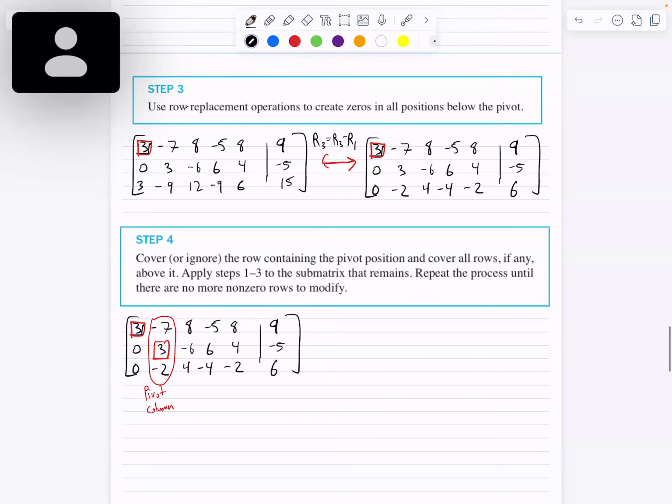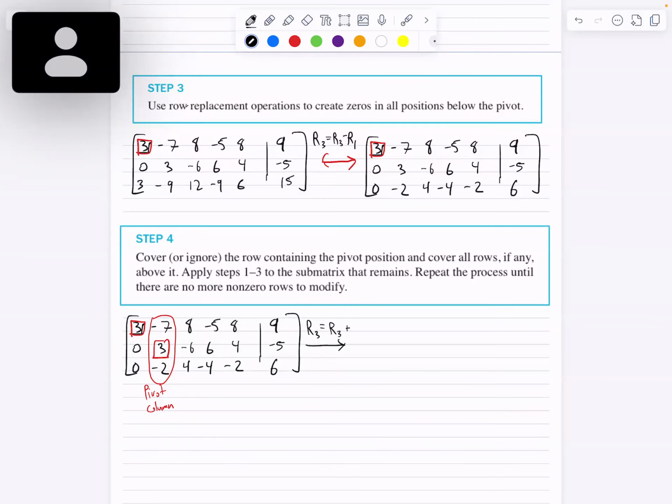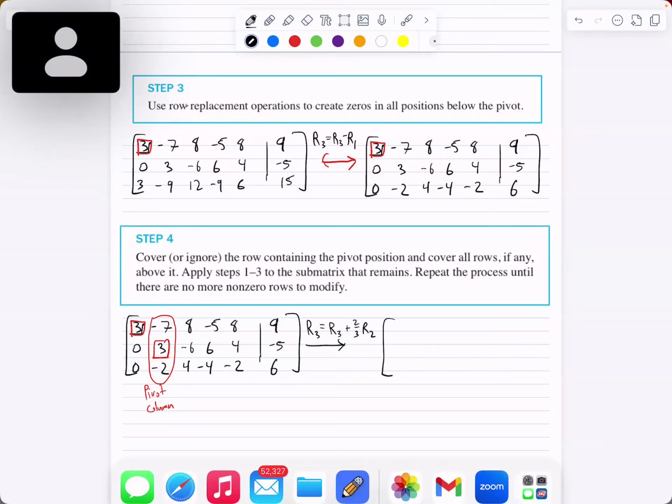So this becomes a little bit more difficult because now we're gonna start getting fractions. So it will be R3 is gonna equal R3. How much? I have to R3 and then plus 2/3, I guess. 2/3 of R2. Yeah, so I have to start doing fractions, which is kind of annoying, but that's what we're going to do.